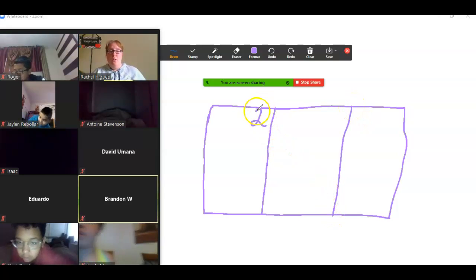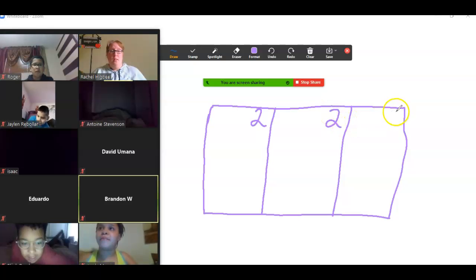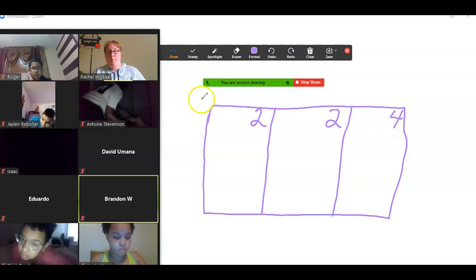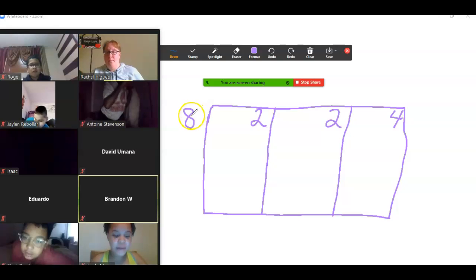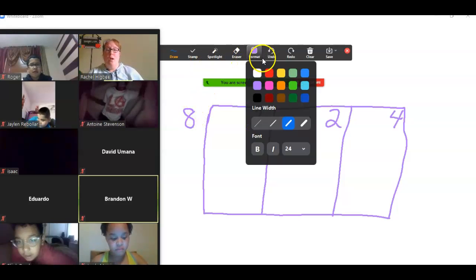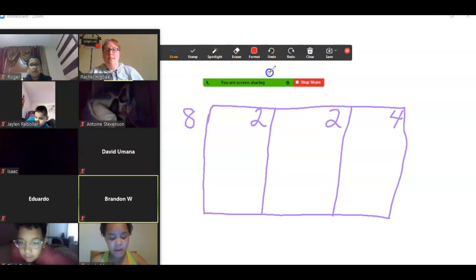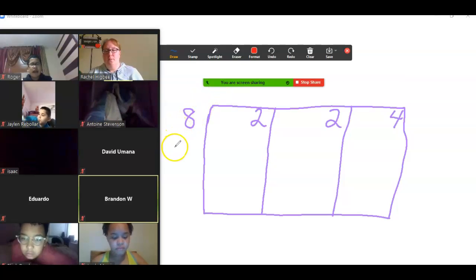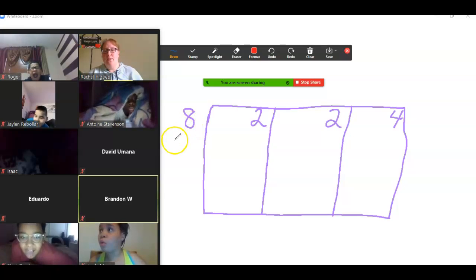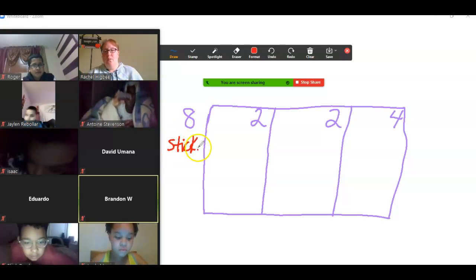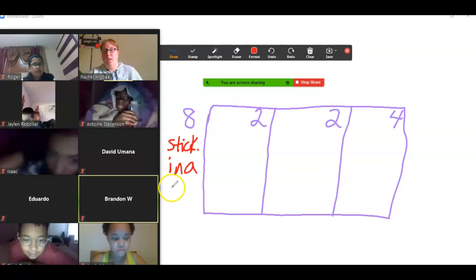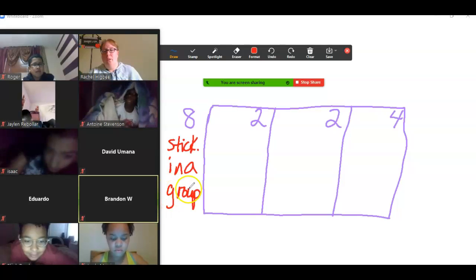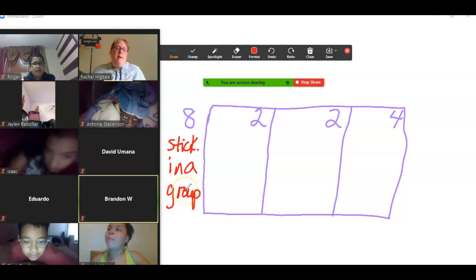So 224, okay, divided by 8. Now, I like to talk about stickers all the time just because, you know, we can think of stickers. All right. So this time I need 8 stickers in a group. Okay. So I'm putting 8 stickers in a bag.